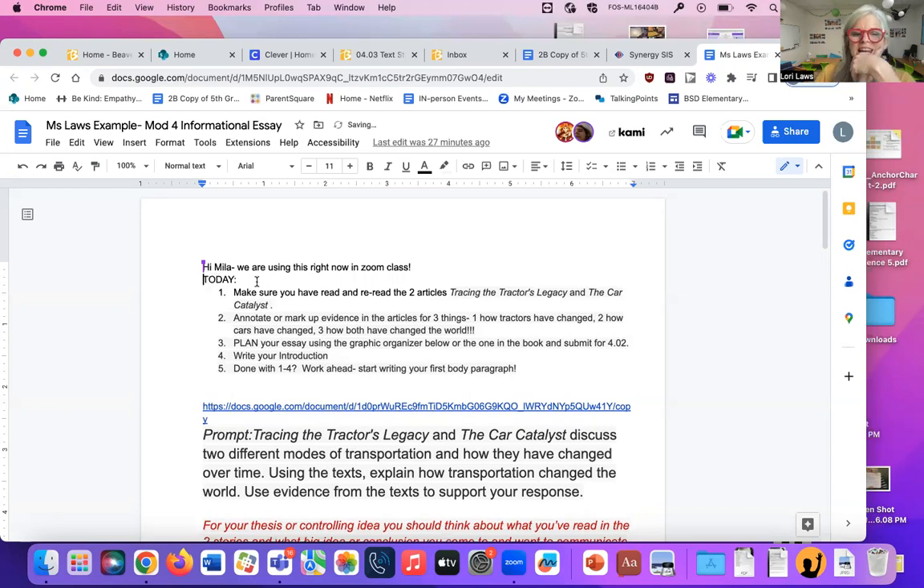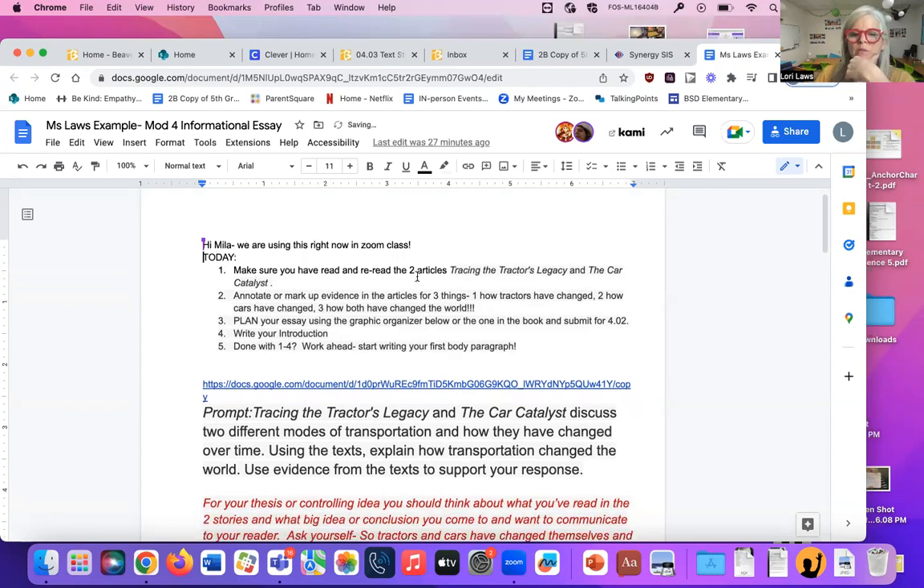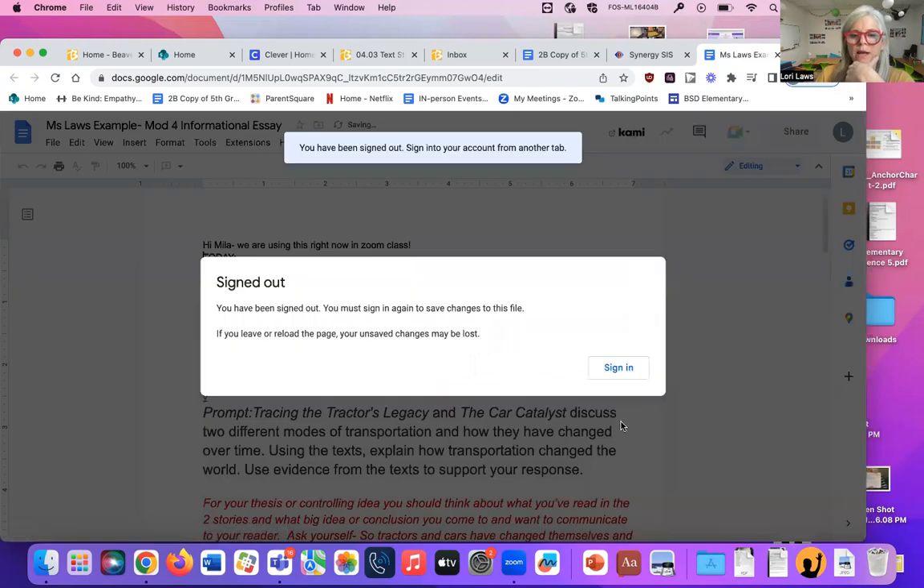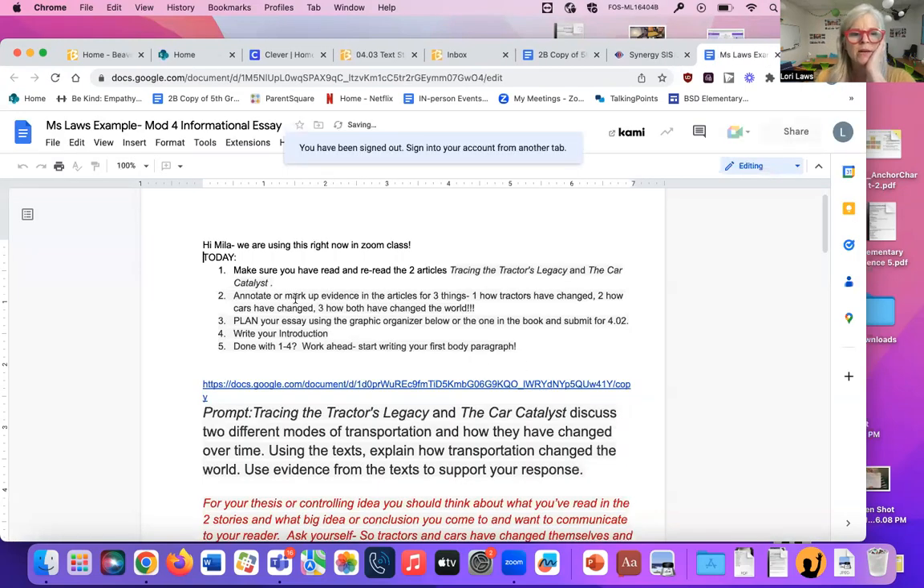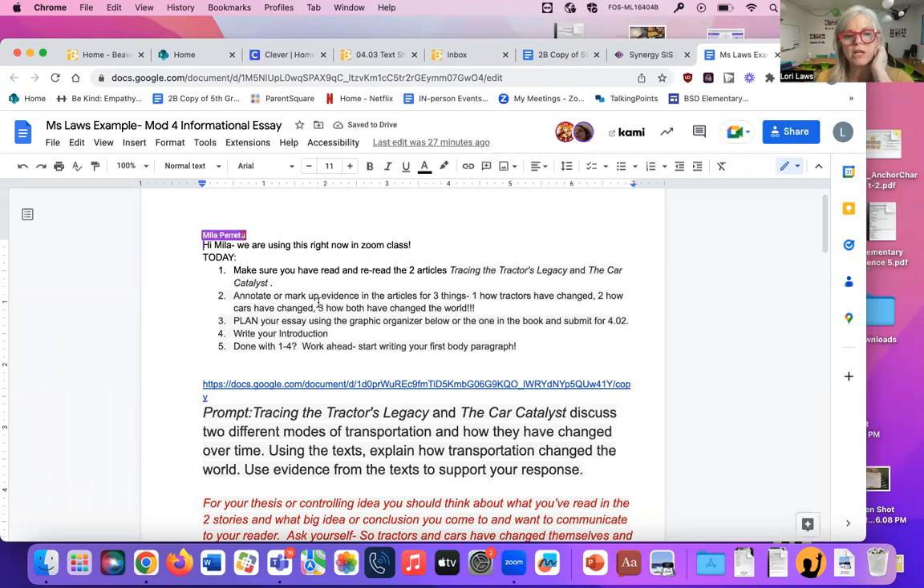Okay, so it says today, make sure you have read and reread the two articles, Tracing the Tractor's Legacy and the Car Catalyst. Annotate or mark up evidence in the articles for three things. One, oh, brother, why does it do that where it suddenly signs me out? Isn't that lovely? Okay, so one thing you marked up was how tractors have changed over time. The second thing you marked up was how cars have changed over time. And finally, you marked up how both have changed the world, right?